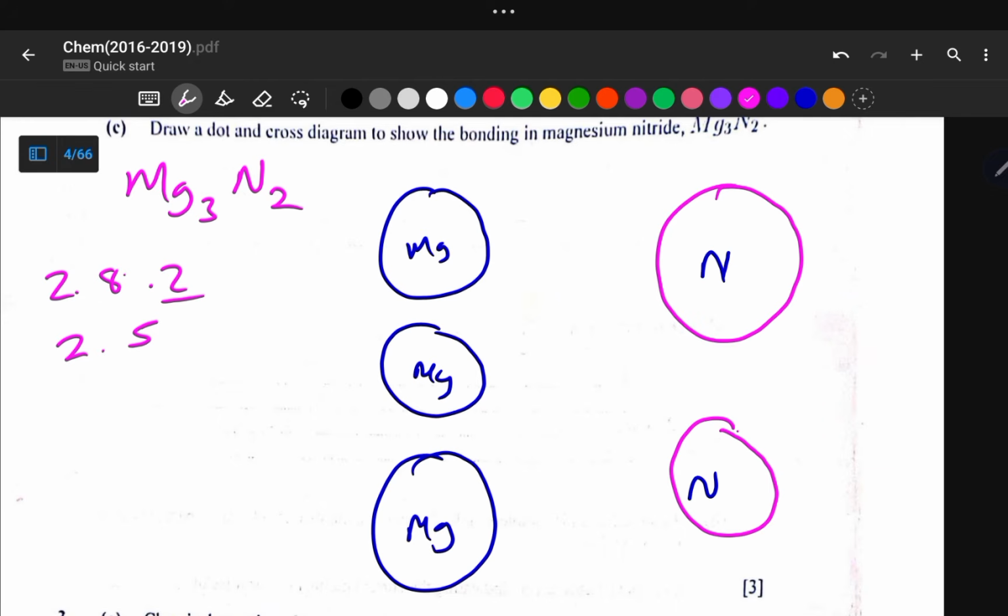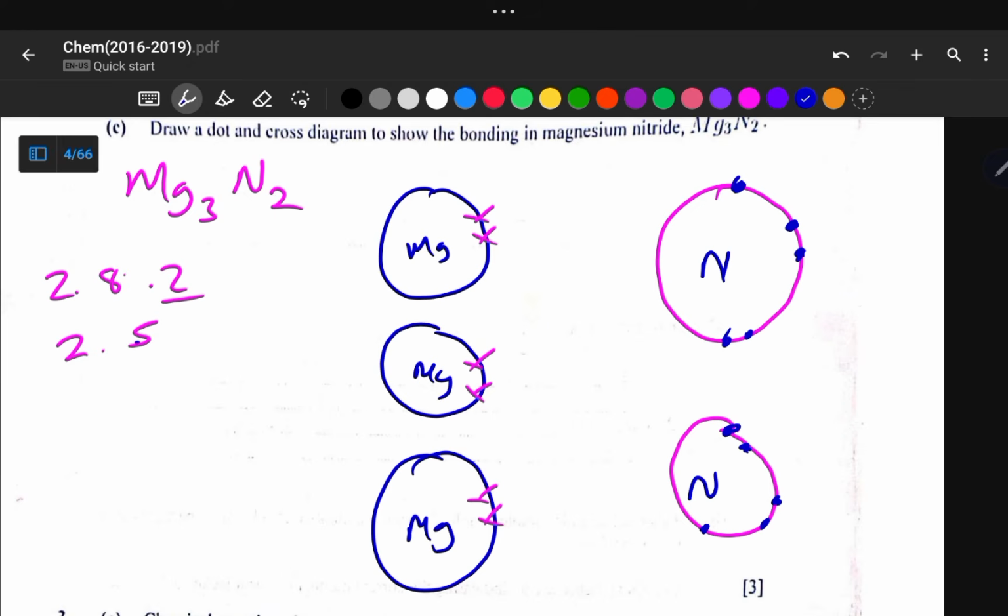So we have 2 electrons in the outermost shell for magnesium, and then 2 here, and then 2 here, and then 2 here, and then 2 here. And then for nitrogen we've got 1, 2, 3, 4, and then 5, right? This is the 5 here, and then 1, 2, 3, 4, and then 5. So the electrons are transferred from.